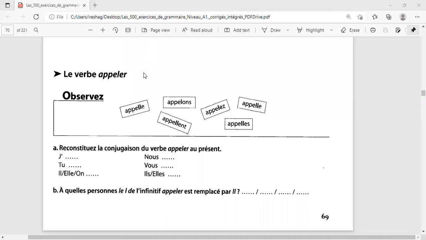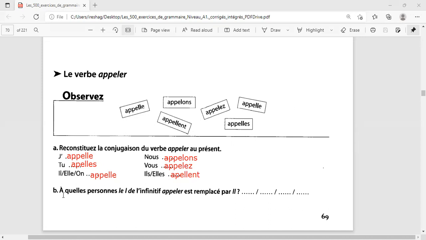Okay, it should be j'appelle. So you see, when you're writing appelle, in the main verb, you have only one L. Here it is becoming double L. Tu appelles. Here also double L. Il est long, appelle, double L. And when it is coming to nous, it is only one L. Nous appelons. Vous appelez, one L. And again for ils and elles, it is becoming double L. Ils, elles, appellent.